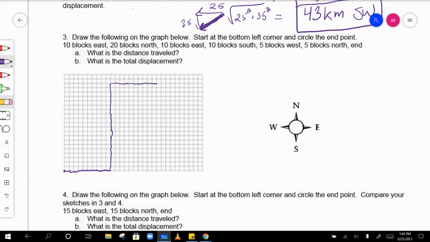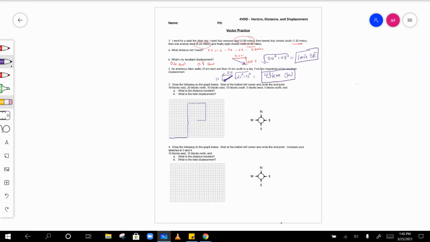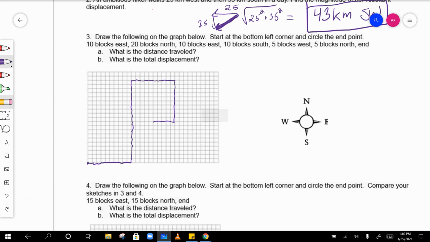10 blocks south. 1, 2, 3, 4, 5, 6, 7, 8, 9, 10. 5 blocks west. 1, 2, 3, 4, 5. 5 blocks north. 1, 2, 3, 4, 5. And then that's the end. So that's the end point right there.